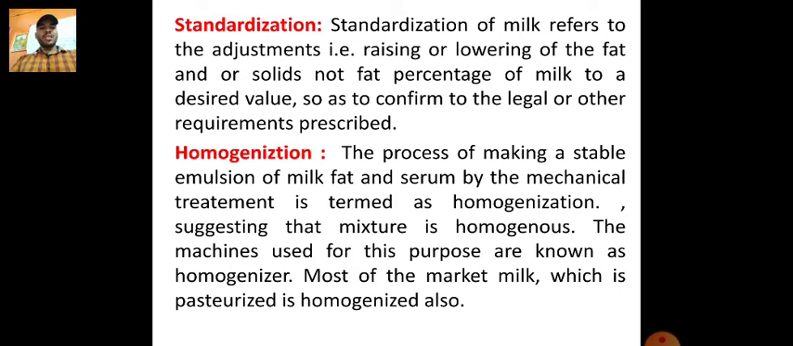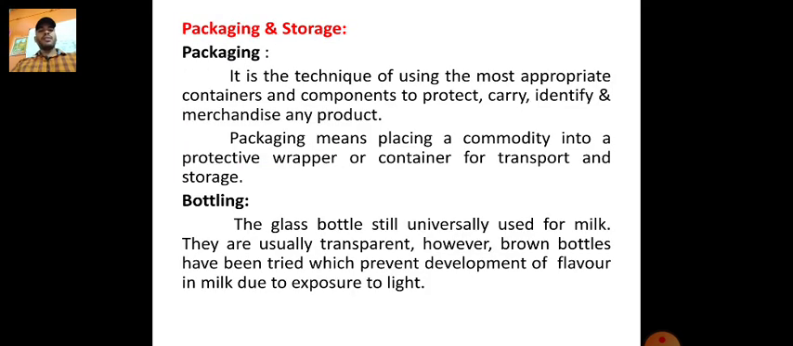Okay, then homogenization: the process of making a stable emulsion of milk fat and serum by mechanical treatment is termed homogenization, suggesting that the mixture is homogeneous. The machines used for this purpose are known as homogenizers. Most of the market milk which is pasteurized is homogenized also. The next one is packaging and storage. After pasteurization, packaging and storage are also done.